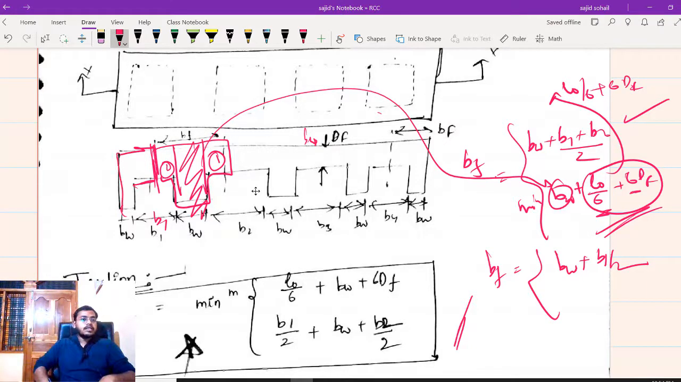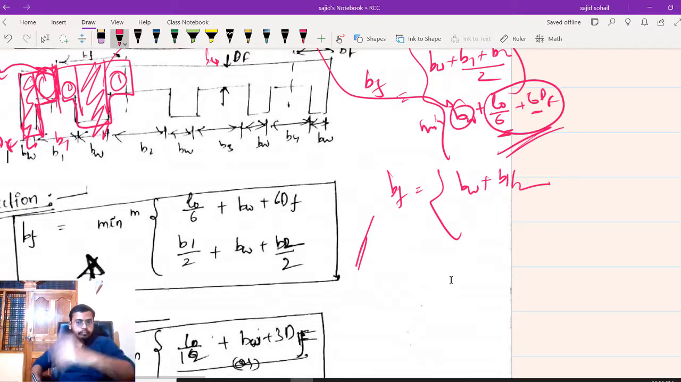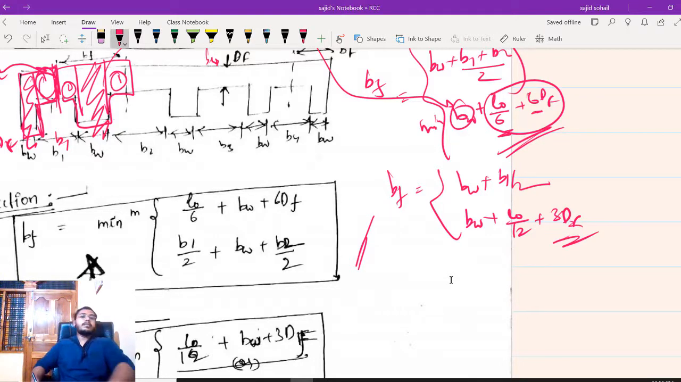Now whenever you are seeing this L section, it is bw प्लस 1 पार्ट. ओके, सो टी सेक्शन में 2 पार्ट थे, इसमें 1 पार्ट है. So what will be this 1 part? That 1 part will be L0 by 6 plus 6df divided by 2 हो जाएगा. There were 2 parts, 2 parts is equal to L0 by 6 plus 6df. 1 part कितना हो जाएगा? L0 by 6 plus 6df divided by 2. So it will be nothing but L0 by 12 plus 3df. So when it comes to this bf, what will be the formula? The formula will be bw plus L0 by 12 plus 3df. बस इतना सा फॉर्मूला है.